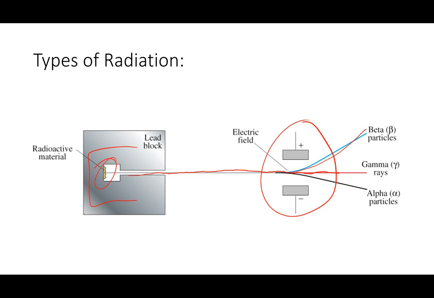Beta particles would be attracted to the positive pole, alpha particles would be attracted to the negative, and gamma particles here are not attracted to either. So we can deduce from this that beta particles carry a negative charge because they're attracted to the positive, and alpha particles contain a positive charge because they would be attracted to the negative. Again, gamma rays do not have a charge and they're unaffected by this electromagnetic field.